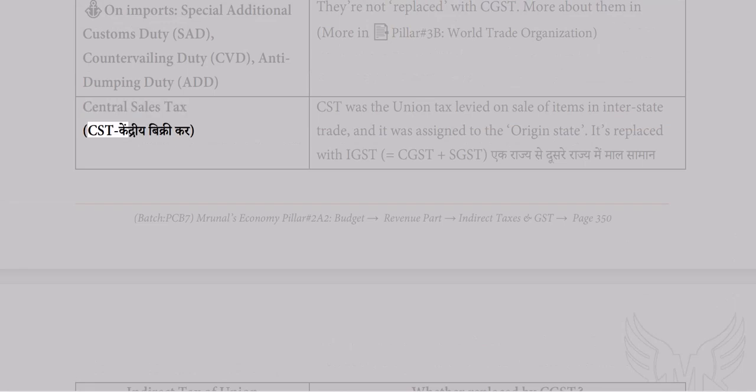Central Sales Tax, CST. CST was the Union tax levied on sale of items in interstate trade, and it was assigned to the origin state. It's replaced with IGST, which equals CGST plus SGST.